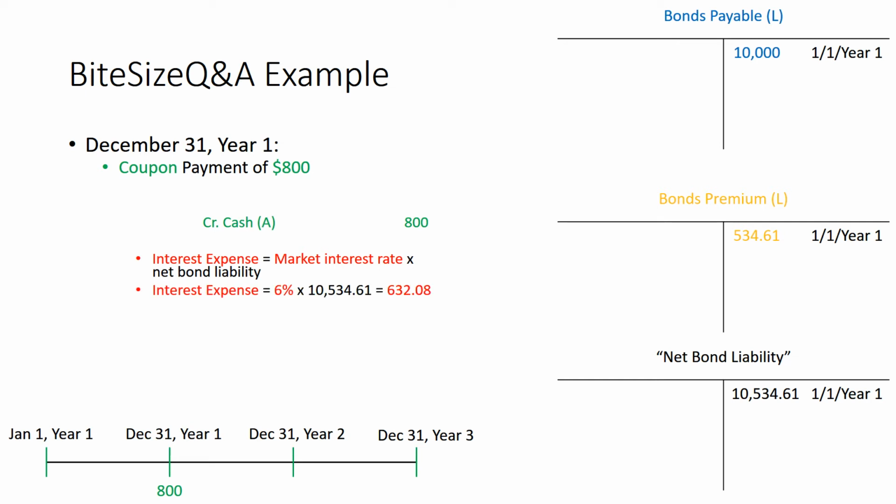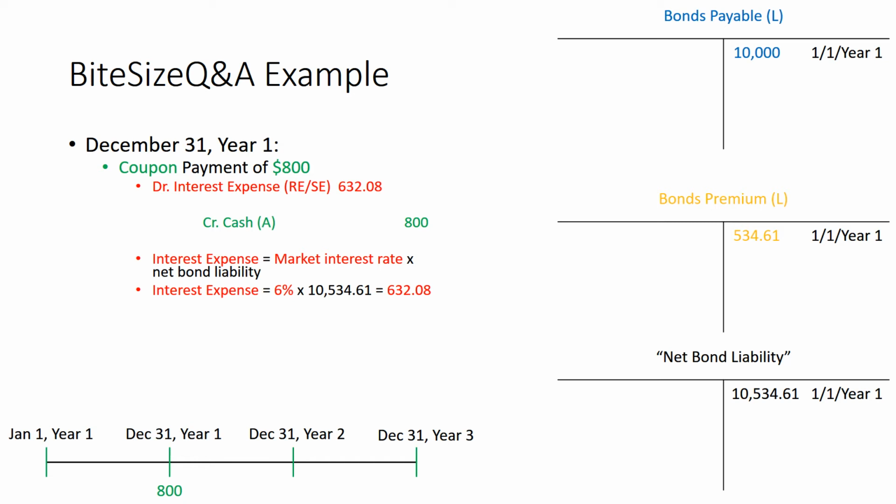So the interest expense will be 6% of the net bond liability, which is $10,534.61, and that would be an interest expense of $632.08. So we can debit the interest expense of $632.08. But now notice our total debits no longer equal total credits once again, so we need a plug to make sure that everything remains in balance.